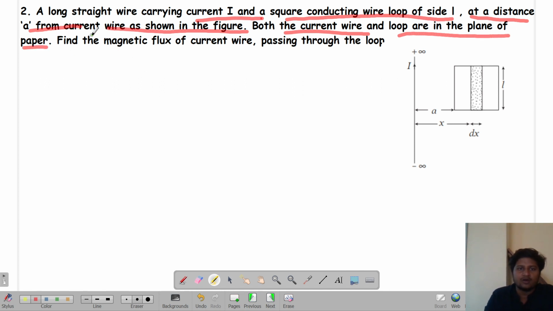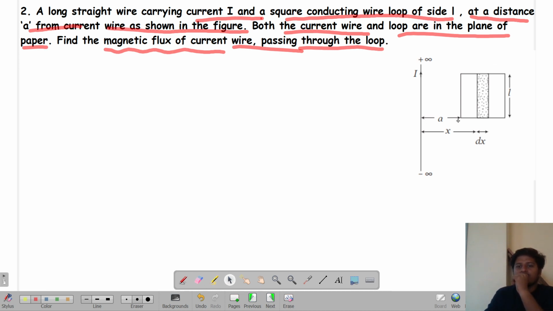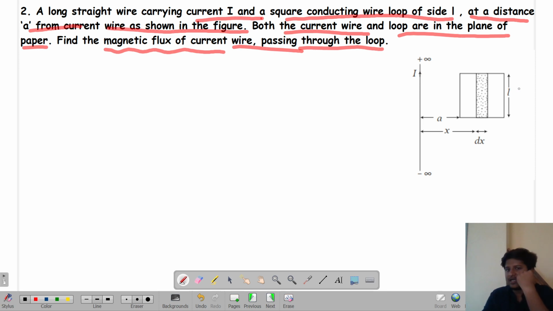What is it asking? Find the magnetic flux of the current wire passing through the loop. So you have to calculate the magnetic flux of this particular wire. Chandru, due to this current, what will develop in the square loop so that we are asking magnetic flux? Due to this current, something will develop over here or not?